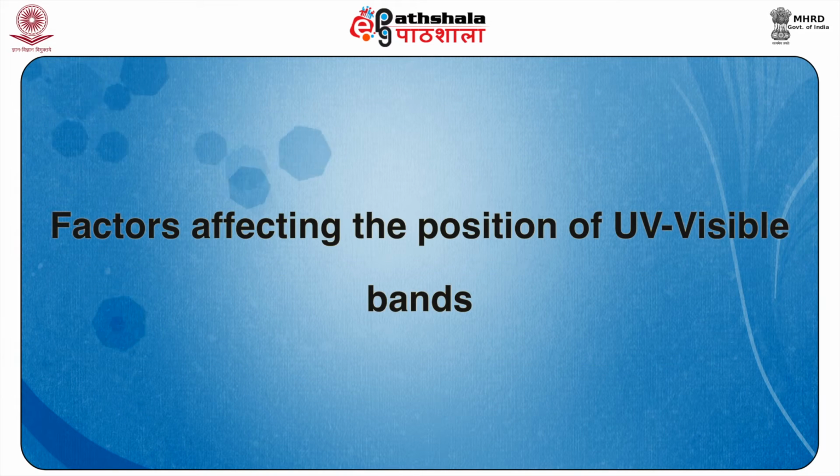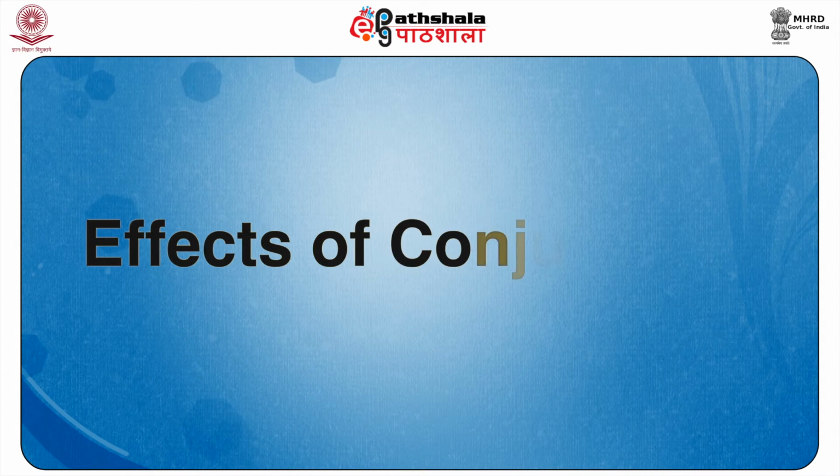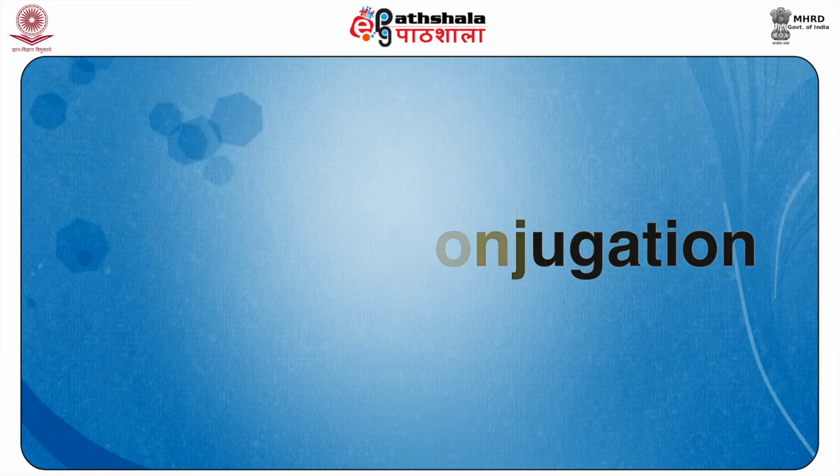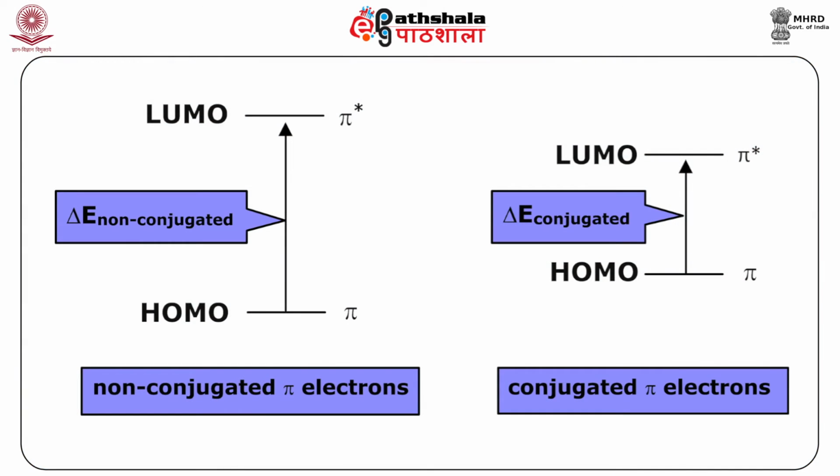Next, we move on to factors affecting the position of UV visible bands. First of all, I would like to discuss with you the effects of conjugation. Now, when two or more chromophores are conjugated, the absorption maxima is shifted to a larger wavelength or a shorter frequency. Conjugation increases the energy of HOMO, that is highest occupied molecular orbital, and decreases the energy of LUMO, that is the lowest unoccupied molecular orbital.